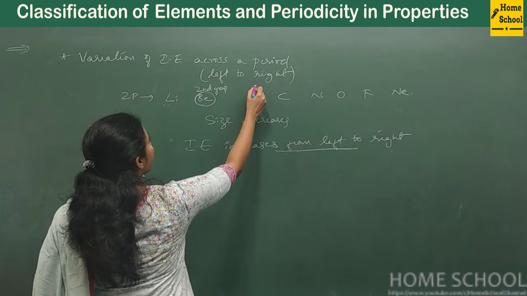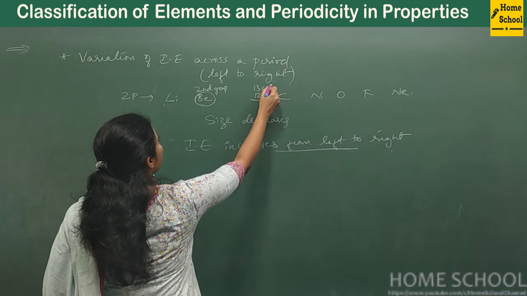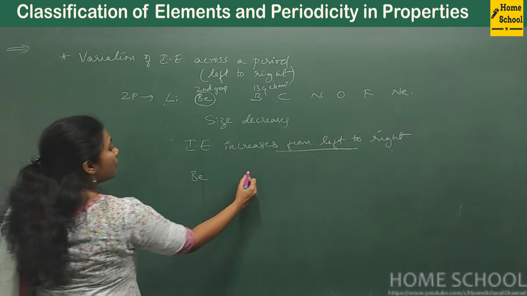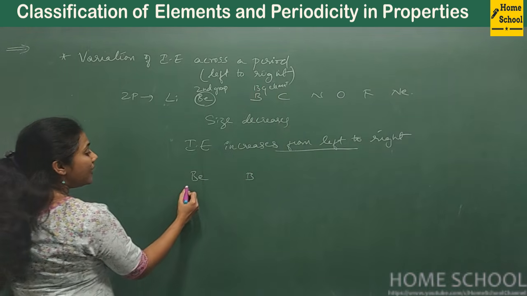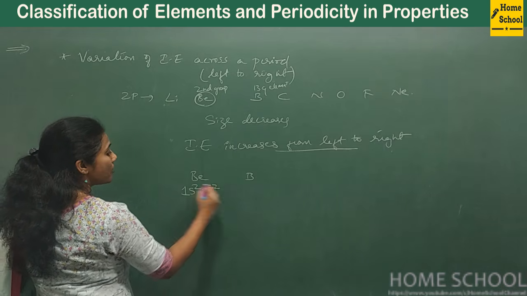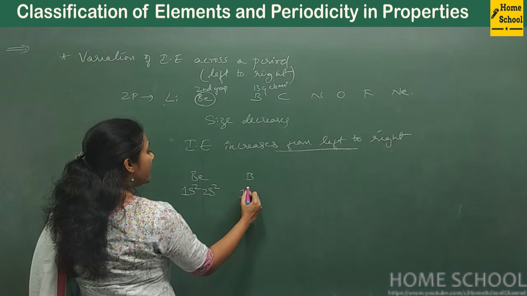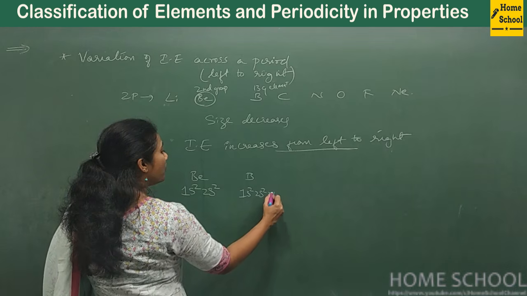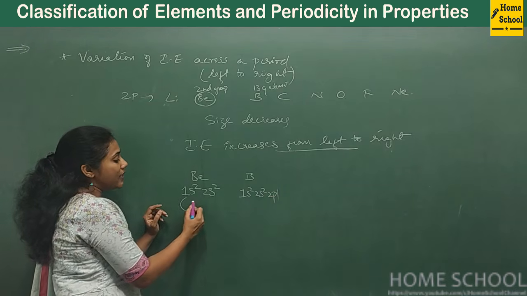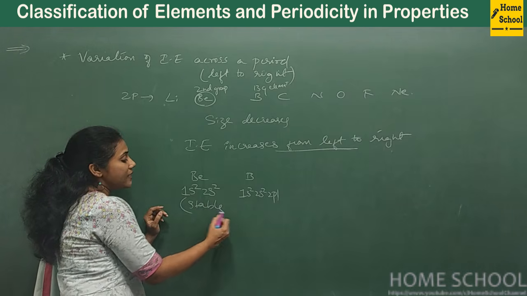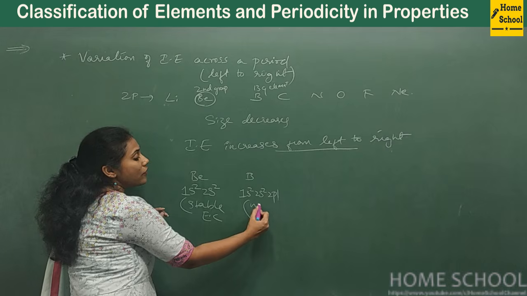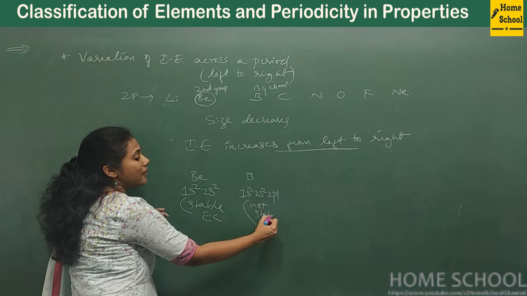And this is your 13th group element. Okay, let me write it here. Beryllium, boron, separately I'll write. Beryllium's electronic configuration is 1s2, 2s2, whereas here it is 1s2, 2s2, 2p1. You see, in which case is the electronic configuration stable? So here you have a stable electronic configuration. Here the electronic configuration is not stable.